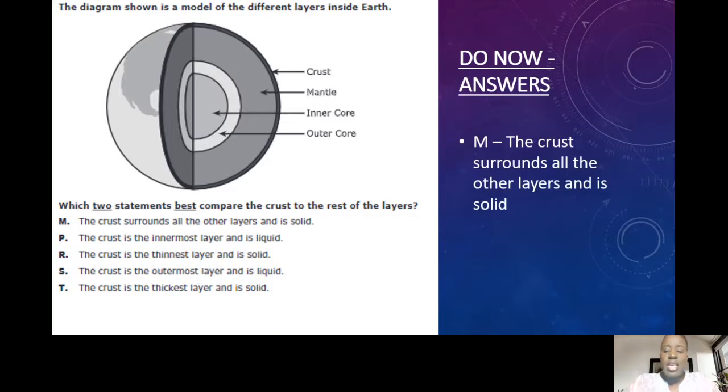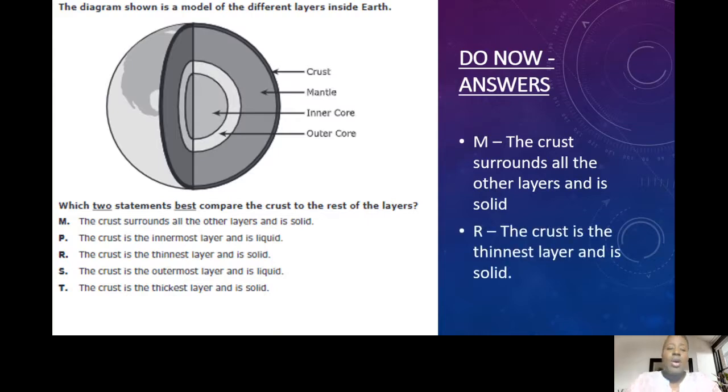M, the first answer, that best compares the crust to the rest of the layers. M says the crust surrounds all of the other layers and is solid. We know that to be true based off of us looking at our model. The crust surrounds all the layers, and we know the crust is solid because we know that we live on the crust of the earth.